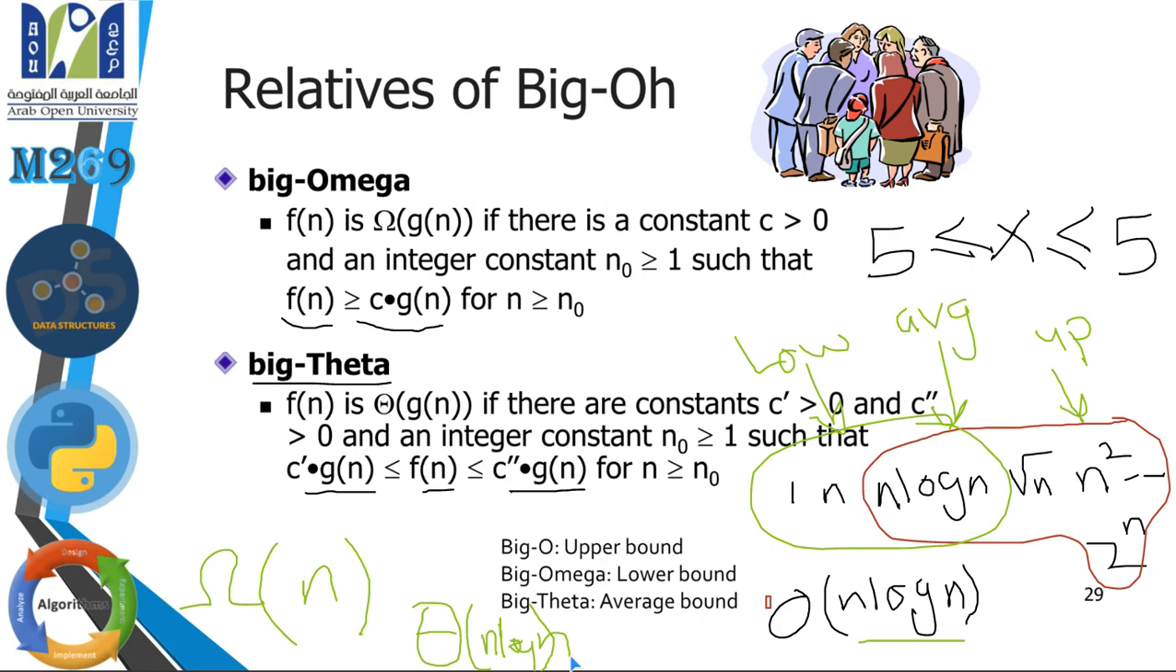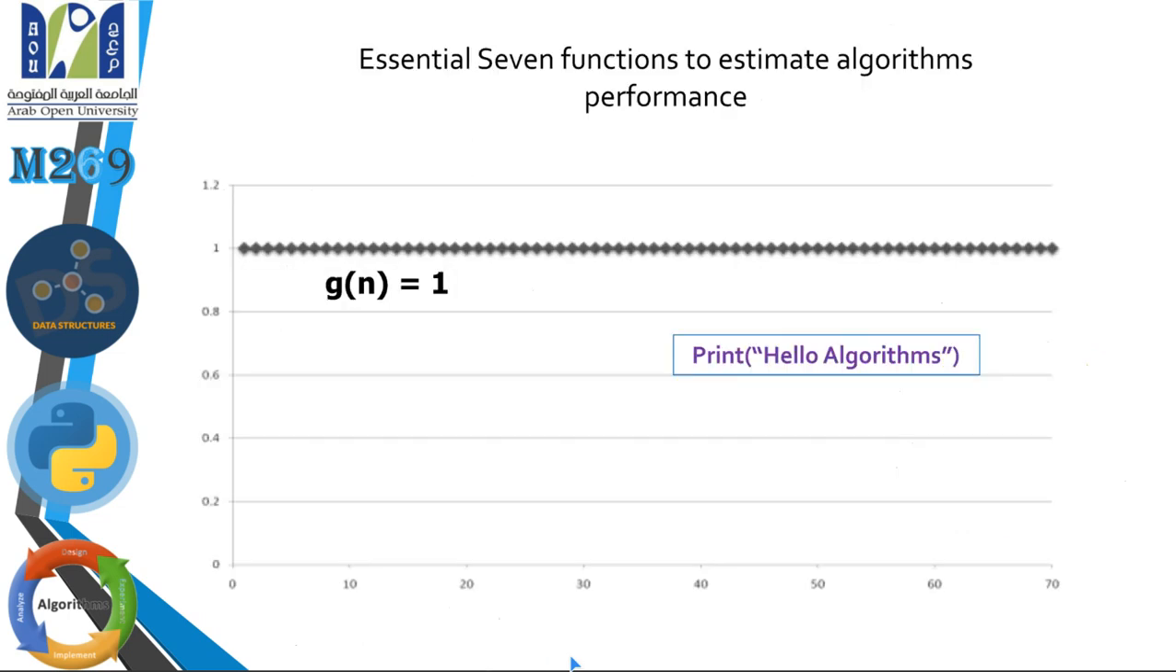This is just a general example. It might not be very accurate. I just want to show you what's the difference between the omega, theta, and the big O notation. So let's say for example you have a code, a Python code or whatever language, and you have a print statement like hello algorithm. This is going to be executed one time only. So this function is g(n) equals 1. So it's a constant function.